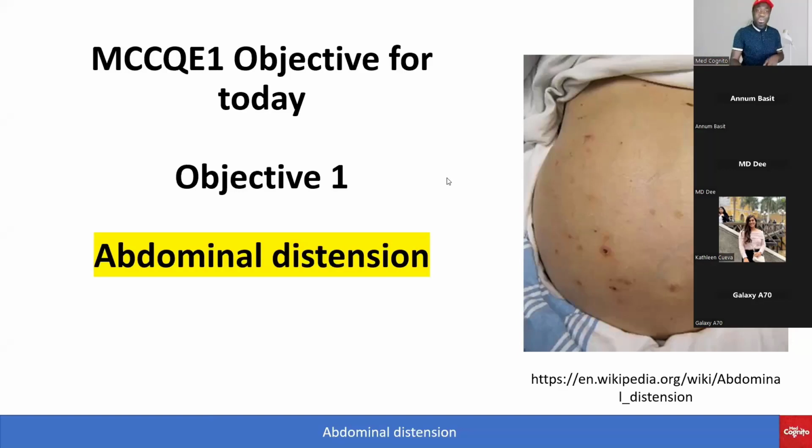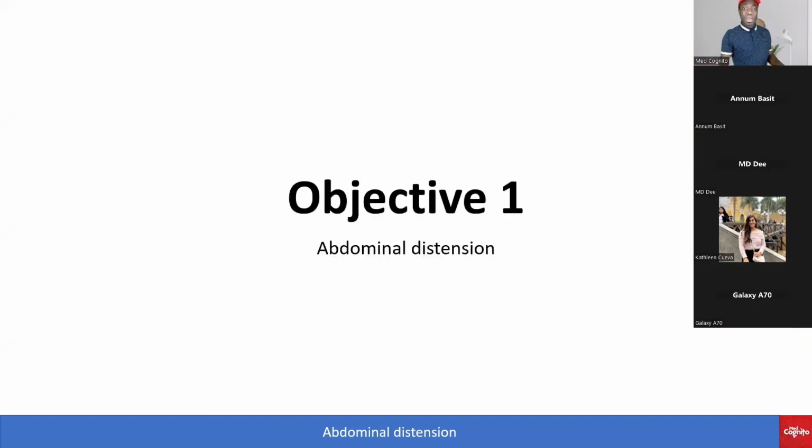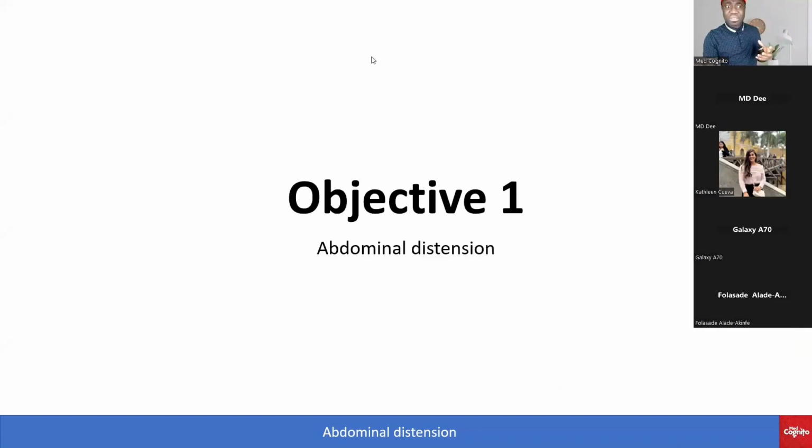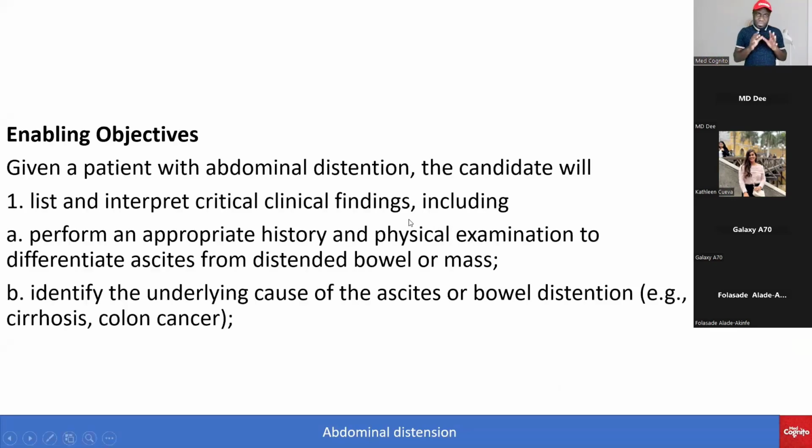Okay, so MCCQE1 Objective 1 is abdominal distension. In other words, the MCC wants you to know how to deal with cases of abdominal distension in your exam preparation. So we're going to dive into abdominal distension cases right away. Now, as we know, we have to use the objectives to study.